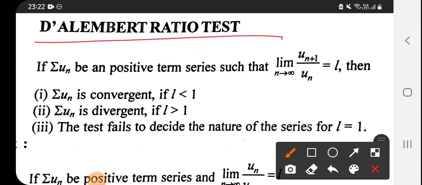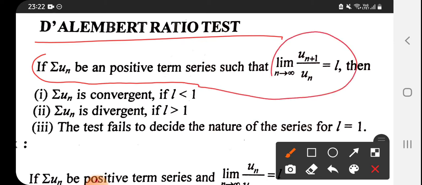D'Alembert ratio test. If summation un is a positive term series such that limit n tending to infinity un plus 1 divided by un is the finite number L, then summation un converges if L is less than 1, diverges if L is greater than 1, and the test fails if L is equal to 1.